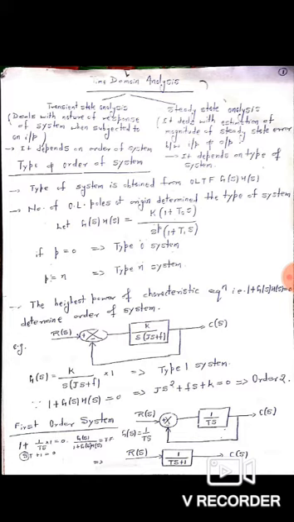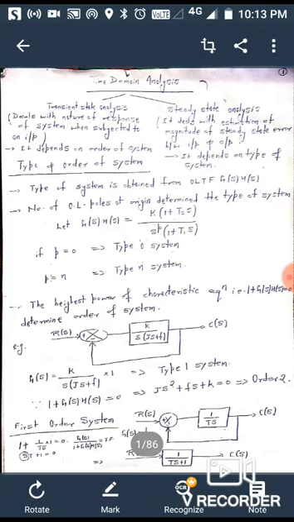From this open loop transfer function, G(s) equal to K upon s(Js plus F), it is clear that the single factor s in the denominator is s power 1, so it is a type 1 system. And for the determination of the order of the system, 1 plus G(s)H(s) is equal to 0. So 1 plus G(s) is K upon s(Js plus F) into H(s) is 1, because H(s) is the feedback transfer function, and in the feedback path there is unity. That's why H(s) is 1.